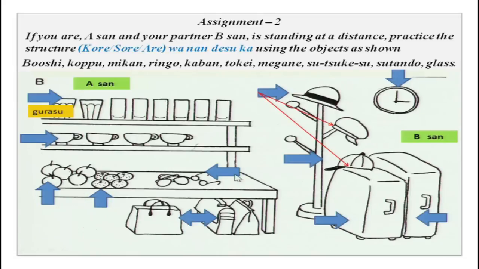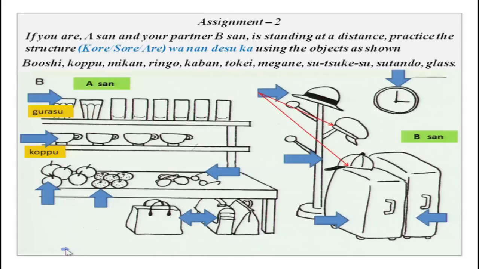Now, for A-san, as you can see on the left side, this is close to A-san, so it can become kore for him. This on the right side is a little further from him, far away from him, so this can become sore. Similarly, for B-san, this side is kore for him and this side is sore for him. So you can easily practice with your partner and ask kore wa nan desu ka if you are A-san, or kore wa nan desu ka if you are B-san. Or you could also ask from here, sore wa nan desu ka.